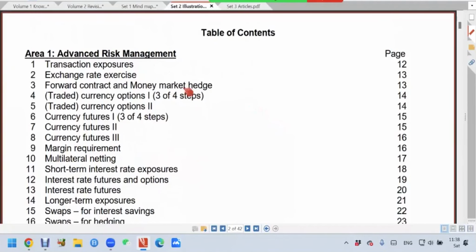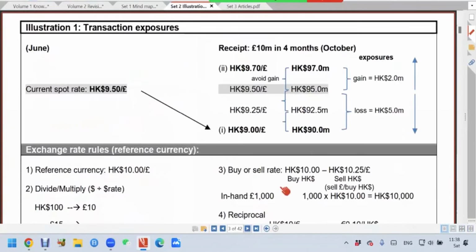Illustration. So let's look at illustration 1 on transaction exposure. We go into detail. So transaction exposure, remember, we are talking about payment or receipt in foreign currency.